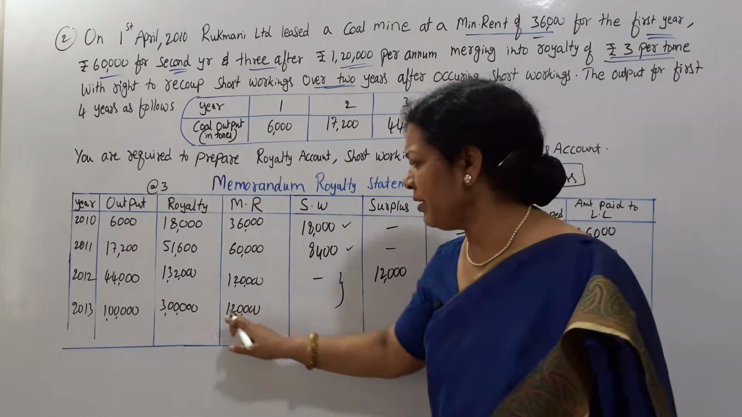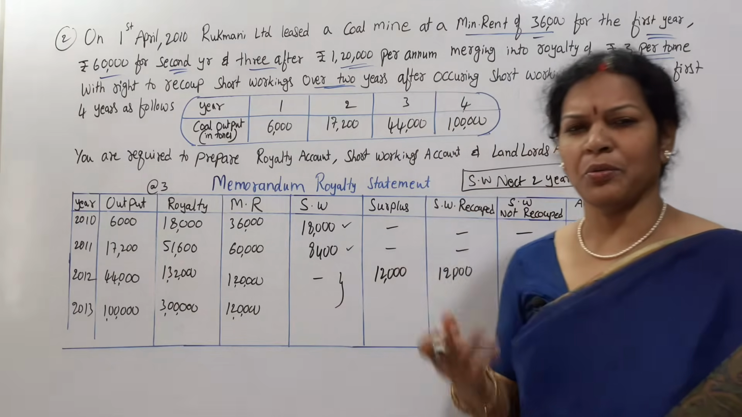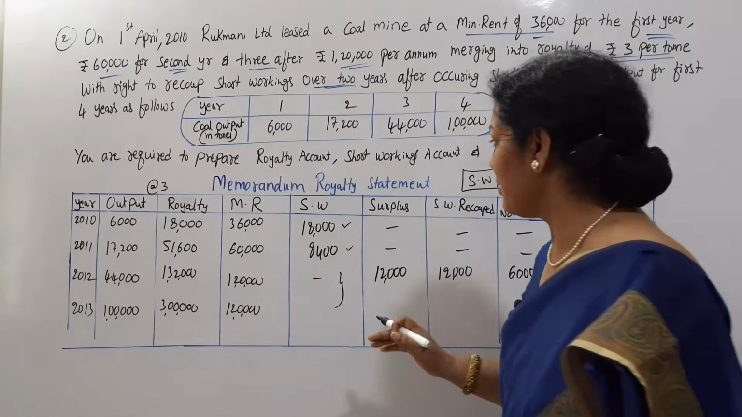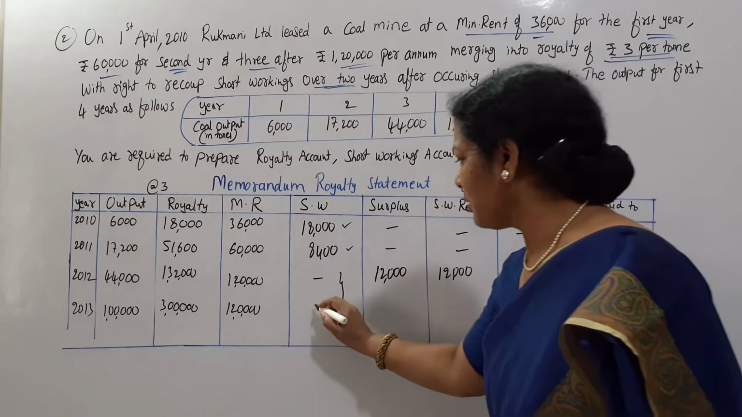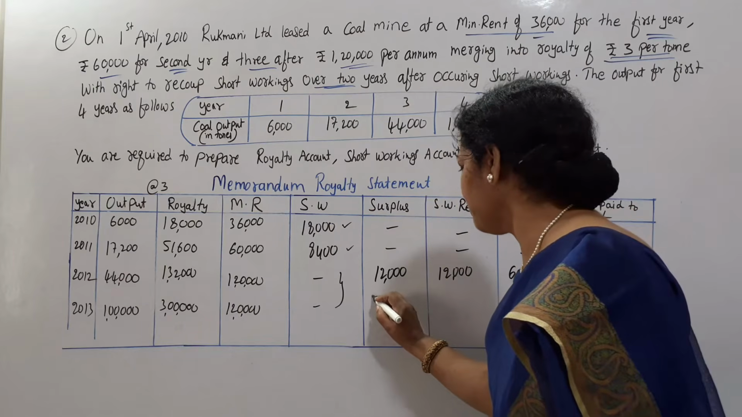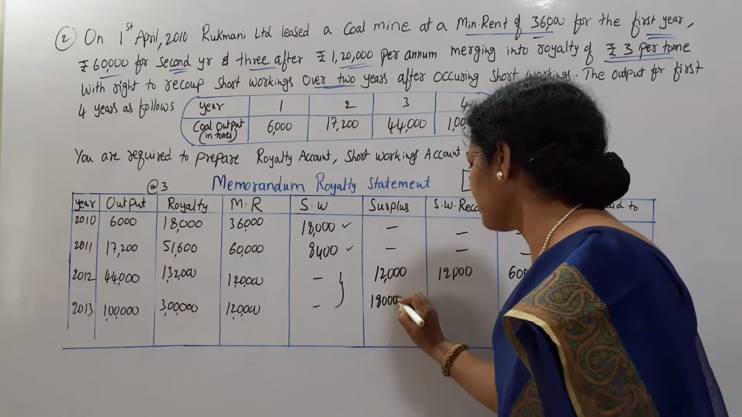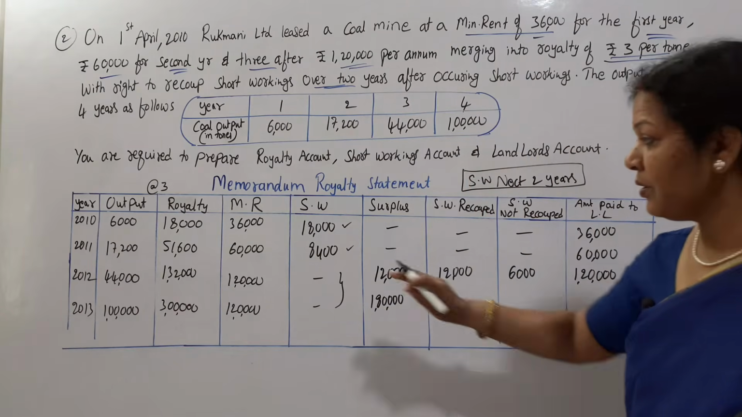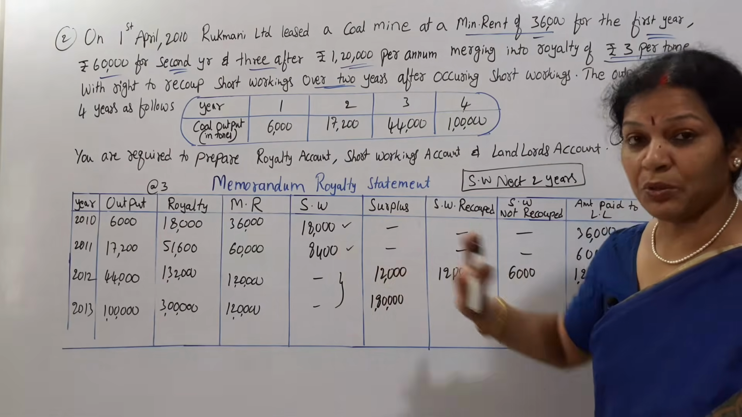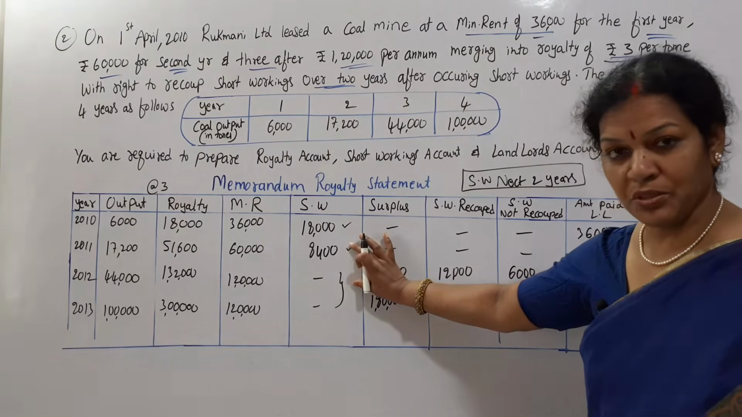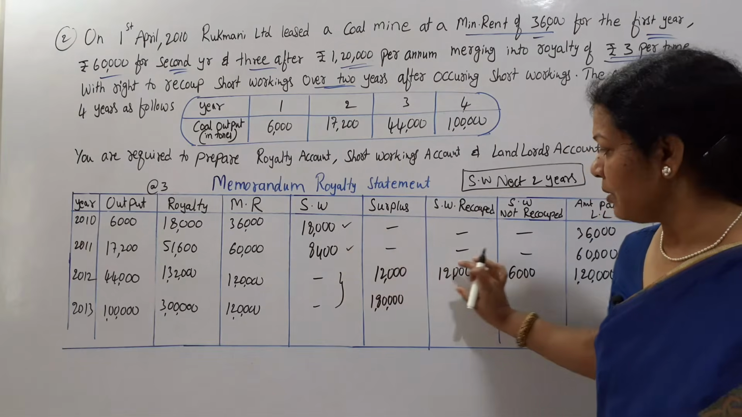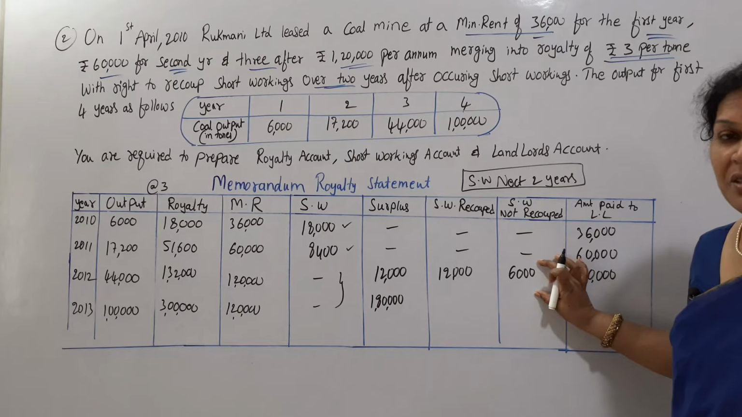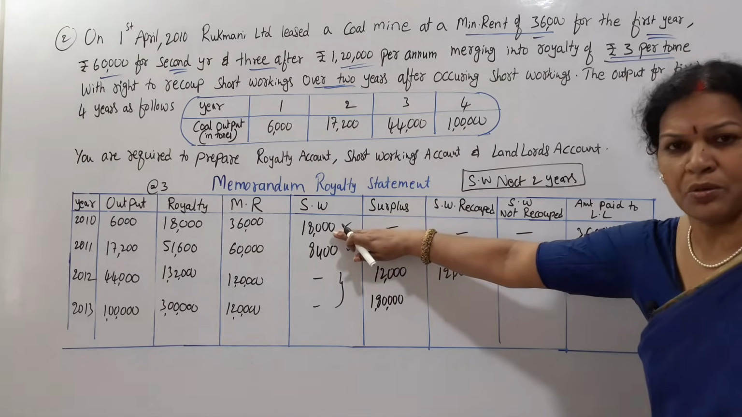Now second year, what happened? 1,20,000 and 3 lakh. How much is the surplus? 1,80,000 we have surplus. Okay, but short workings we don't have. Surplus is 1,80,000. How much we have to recoup? Only 8,400. This one we don't touch, because next 2 years we have to recoup this 18,000. We could recoup 12,000, and 6,000 lapsed. Over this one, don't touch.